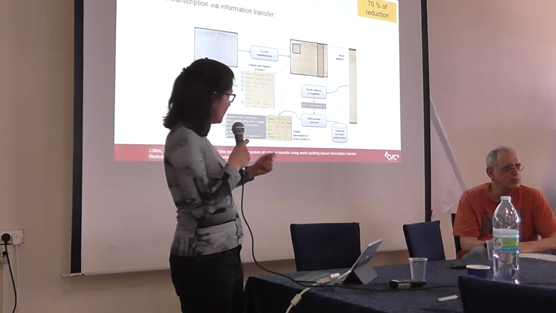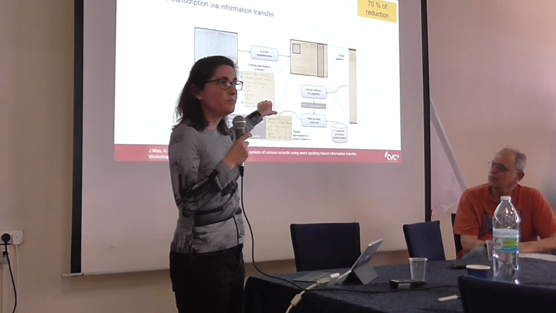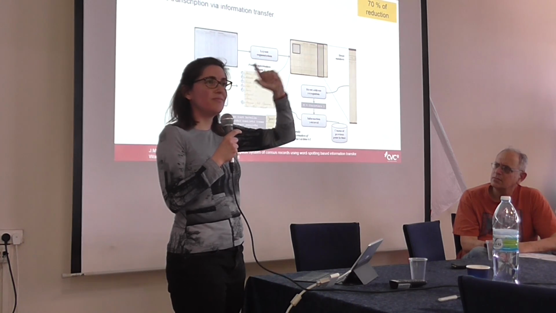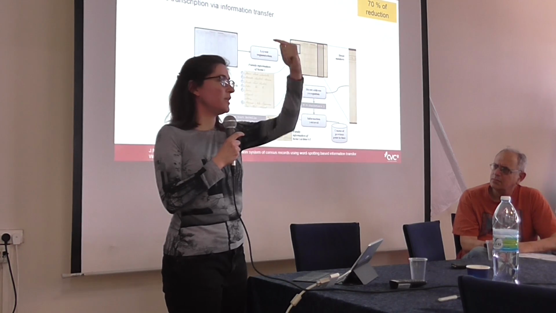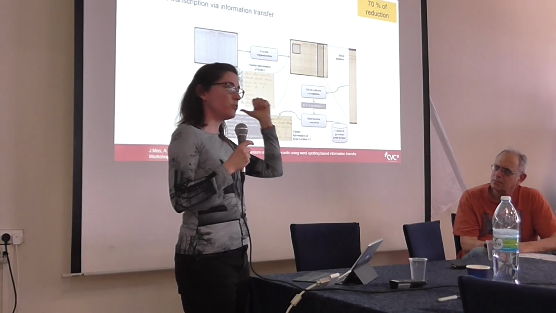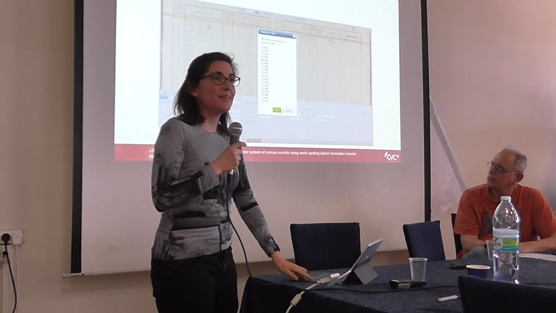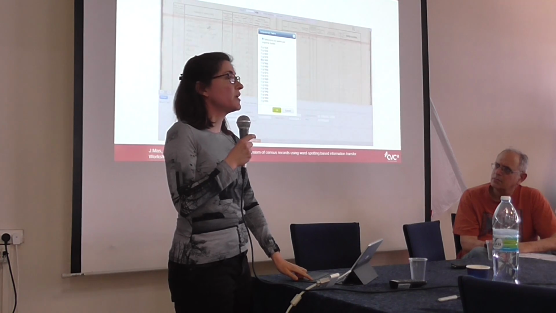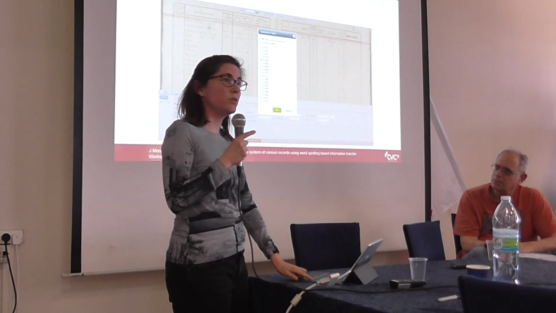So what we did is we read the document. When we have the house, we have the people living in that house, we can check who was living in that house before. So the system could know if there are some variations. And this is what the system was doing automatically.